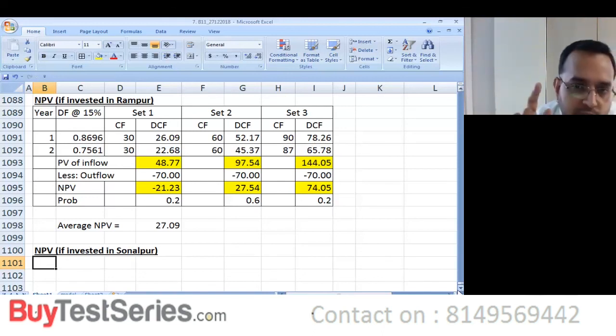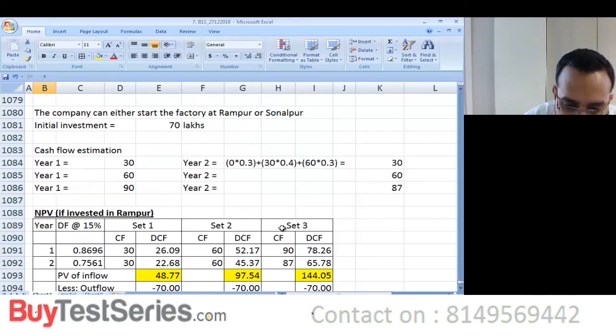Can you please read the question and tell me what are all the first year cash flows? First year cash flows are the same story, correct? 30, 60 and 90, and the probabilities are 0.2, 0.6 and 0.2. Second year cash flow, what are all the second year cash flows? I think we already calculated the second year cash flow. This 30 will not happen. That's what I'm trying to say.